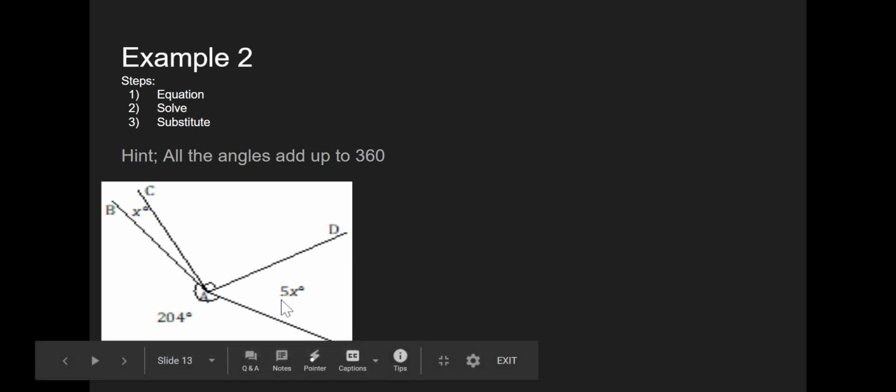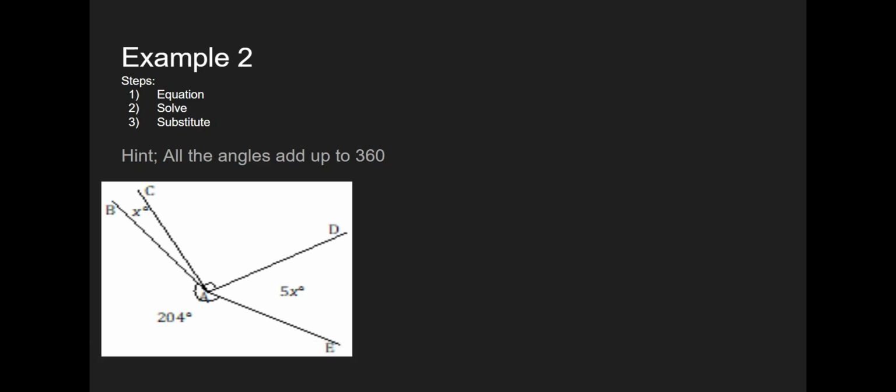All right, so go ahead, pause the video, and keep in mind I put a hint here. All the angles add up to 130. So good luck, and we'll come back and go over it.